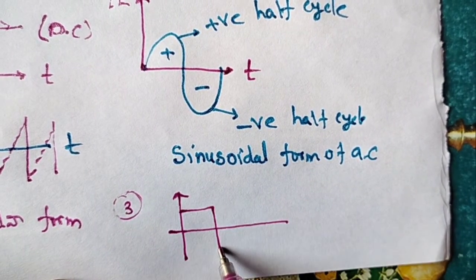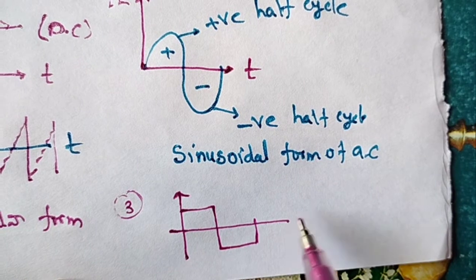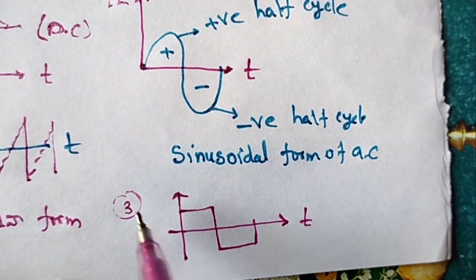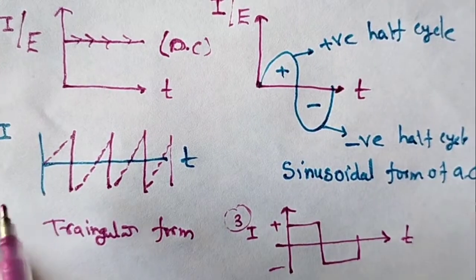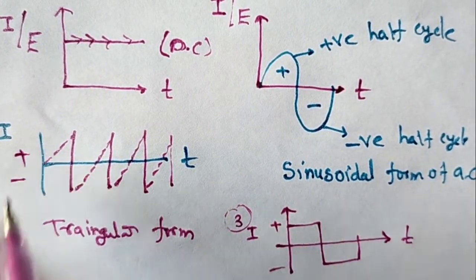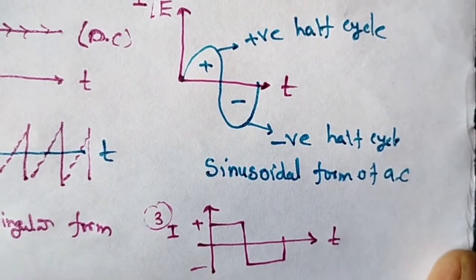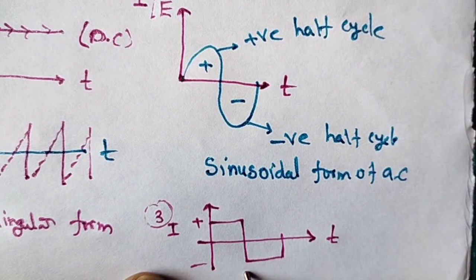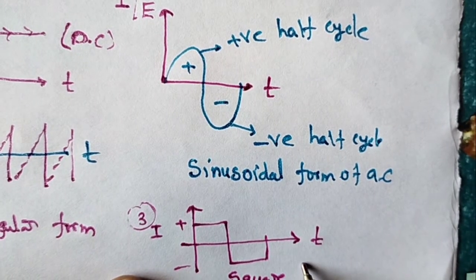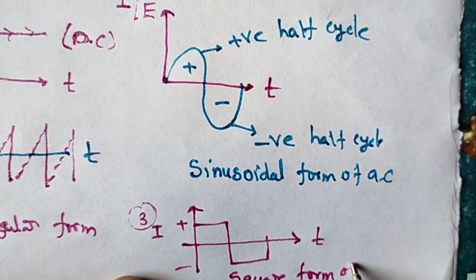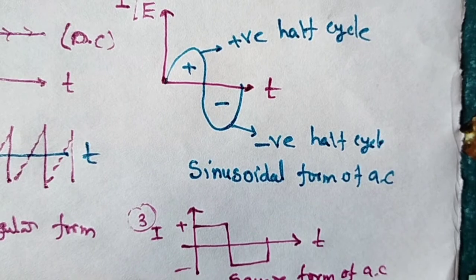Another one, the third one, square form, like this. So this is small t and I, this is positive, this is negative, here also positive and negative. So this is also AC. Here what is the AC? Square form of AC. Advantages. Okay, what are the advantages?